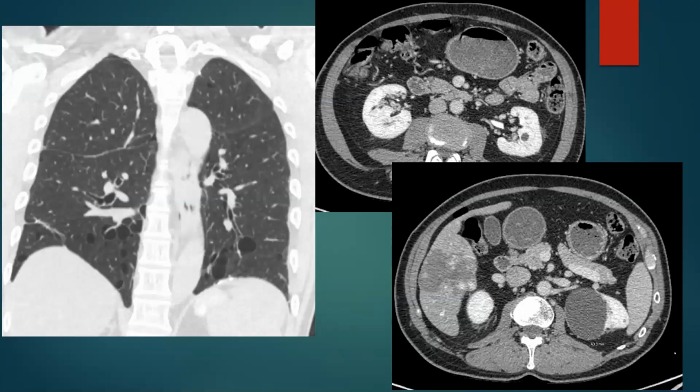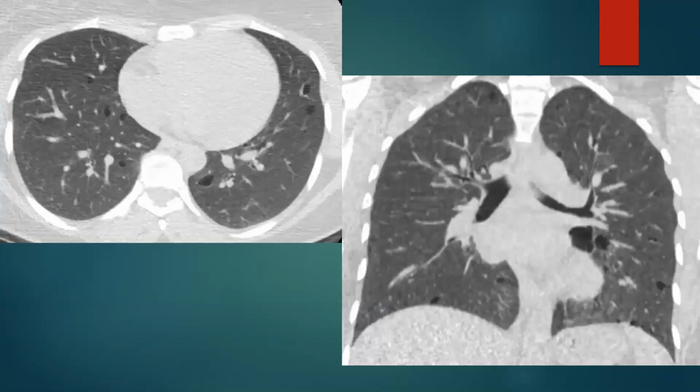And I think this was actually a case that was presented at chest x-ray conference not too long ago. Additional imaging just shows cystic changes, again, in the middle and lower lobes, with this elliptic form shape as well.